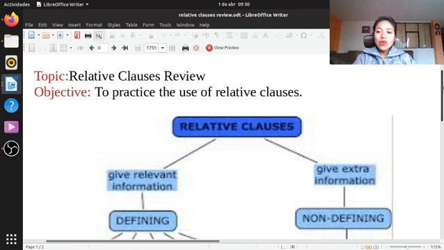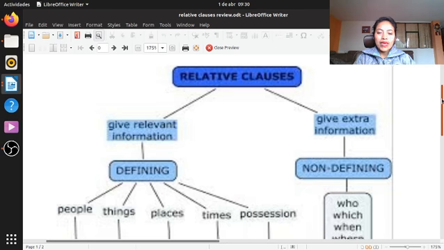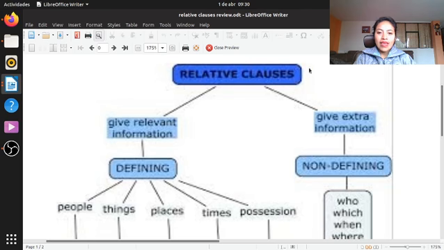Okay. Today we are going to review that, right? For that, we are going to do some exercises. But first of all, we are going to analyze this graphic organizer, right? First of all, relative clauses.